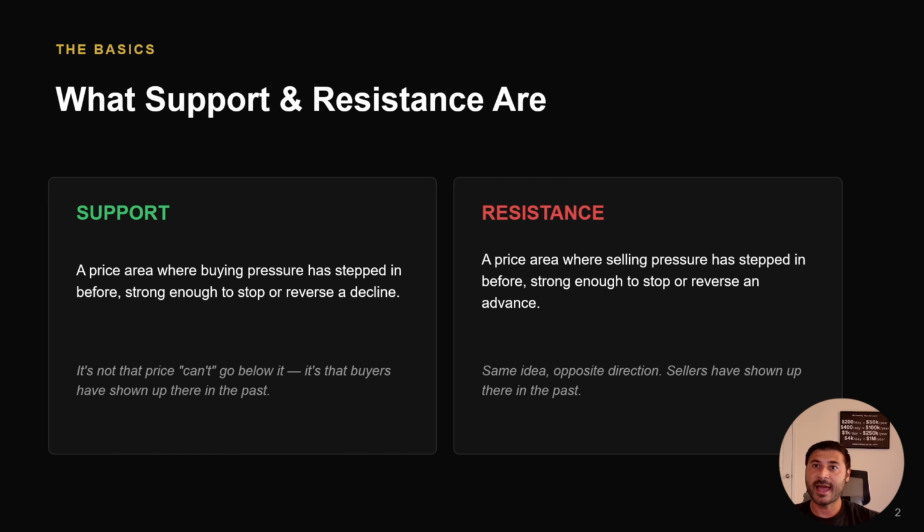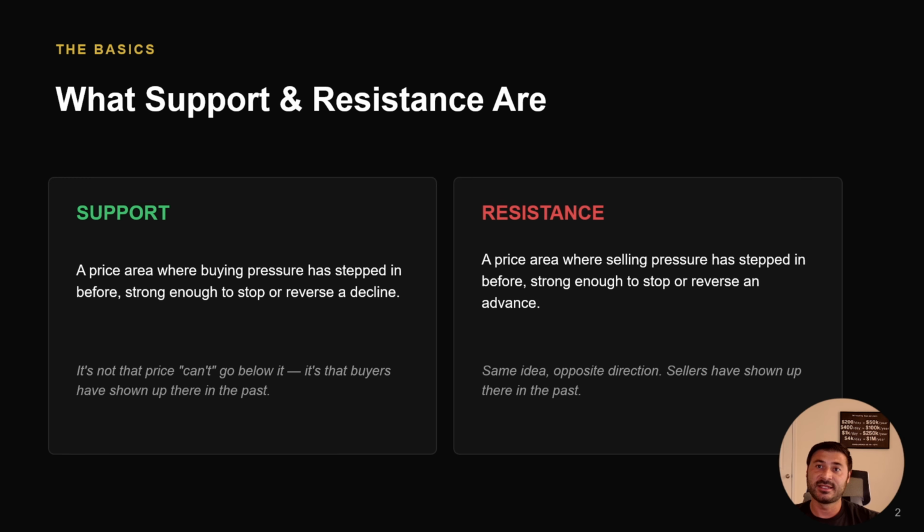So let's start with the actual definitions because I want to reframe how you think about these two words before we go any further. Support is a price area where buying pressure has stepped in before. It's strong enough to stop or reverse a decline. And notice that I said it's an area, it's not a price. That distinction matters, and we'll come back to that in a minute.